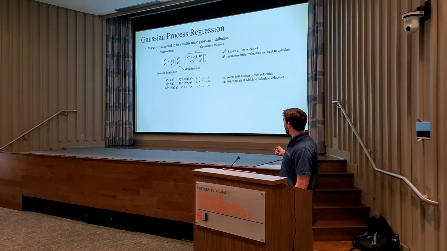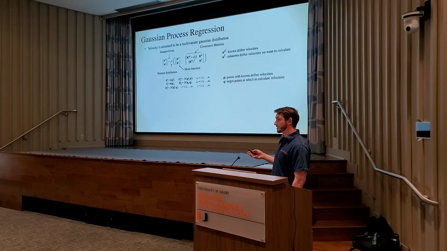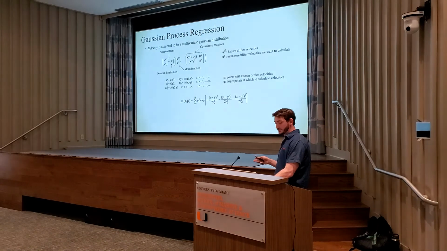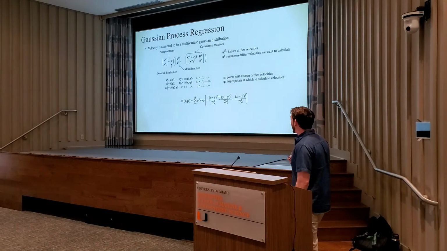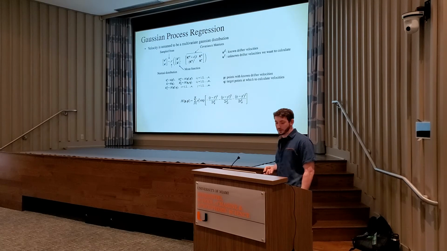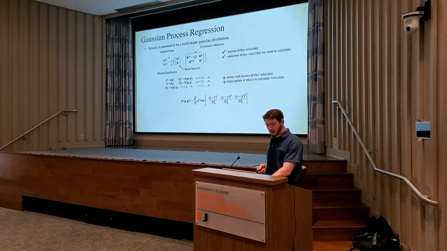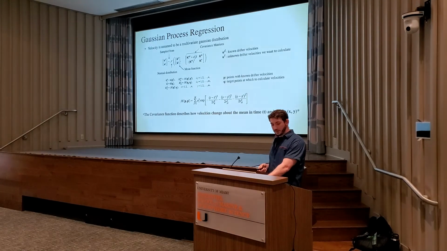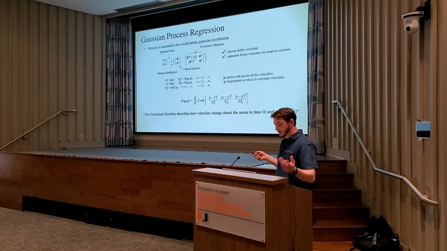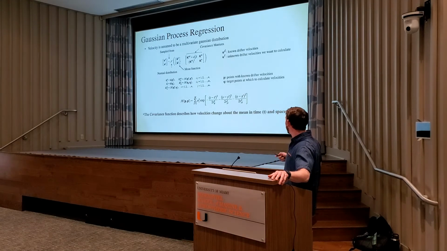So what these are doing is just describing how the velocity is going to change about the mean in time and space. And all these k's, we choose to use this covariance function, which is a squared exponential that has terms in time and 2D space, x and y. And this covariance function, like I said, describes how velocity changes in time and space.